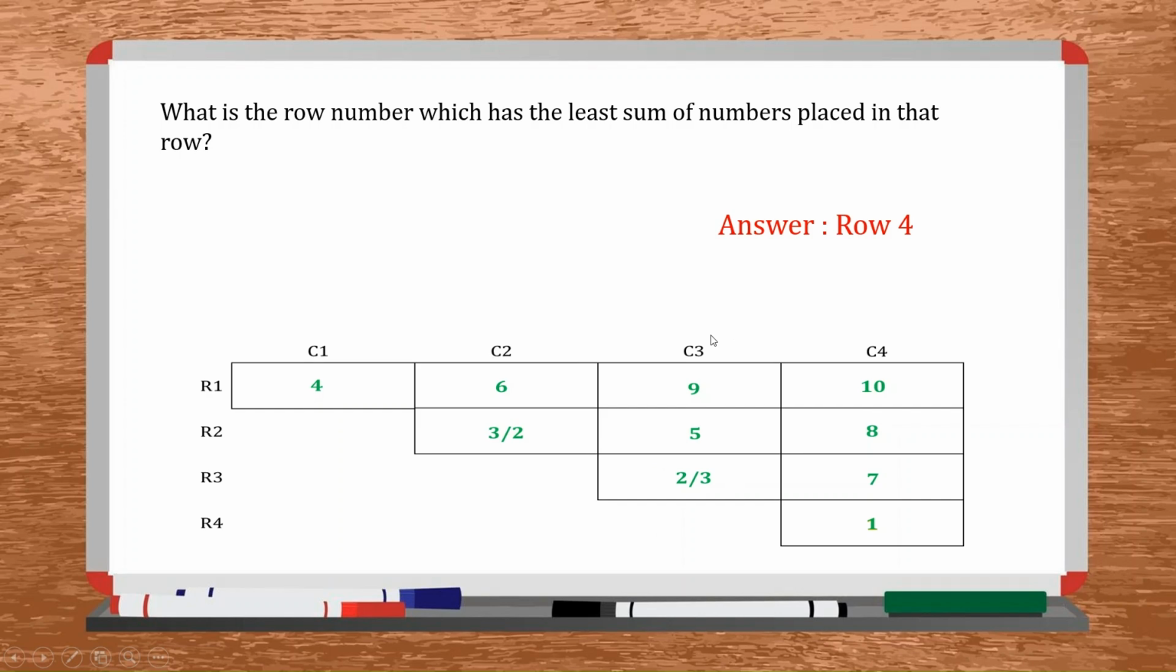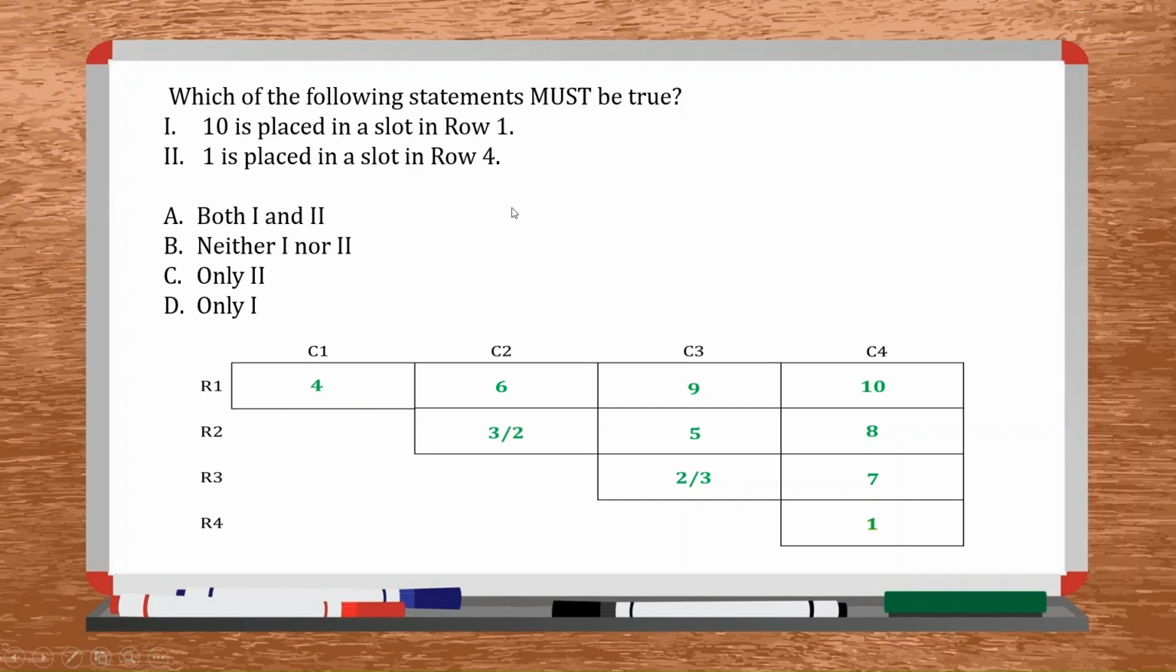Pretty simple. Next we have two statements here. First statement says 10 is placed in a slot in row 1, which is true, and then 1 is placed in a slot in row 4, which is also true. Hence, both 1 and 2 are true in this case. So the correct option is option A.